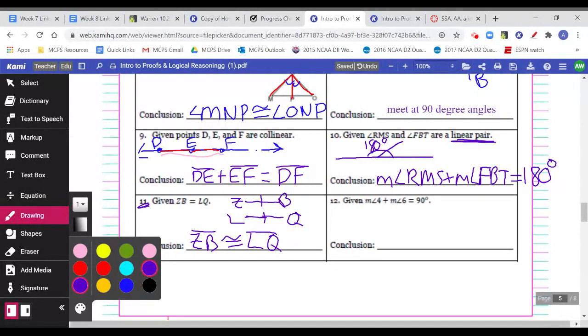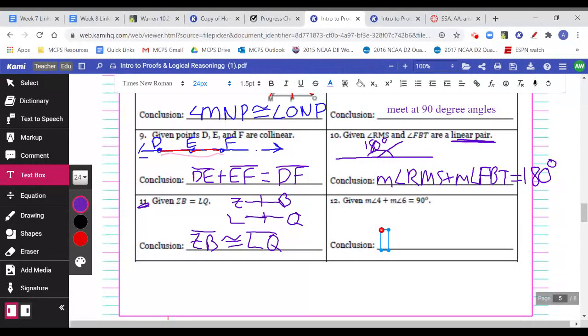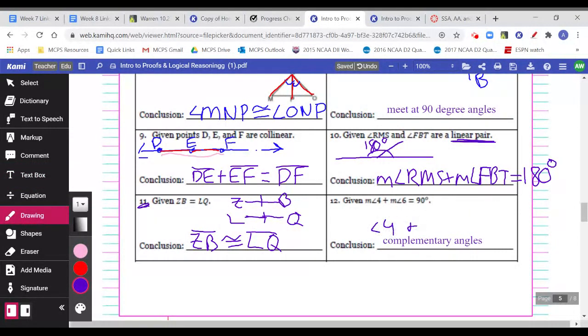And then lastly here, we have a last given saying, given that the measure of angle 4 plus the measure of angle 6 is equal to 90 degrees. Two angles that add to 90 degrees. What could that be called? Oh, if I think back to the beginning of the year when we talked a lot about our geometry vocabulary, if I have two angles and they add to 90 degrees, that means that they are complementary angles. Okay, so angle 4, and I can write that out, and angle 6 are in fact complementary angles. Again, literally by the definition of complementary angles.